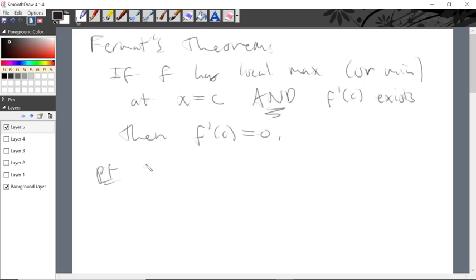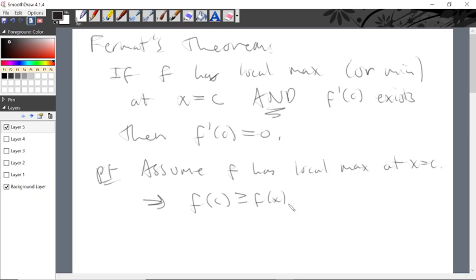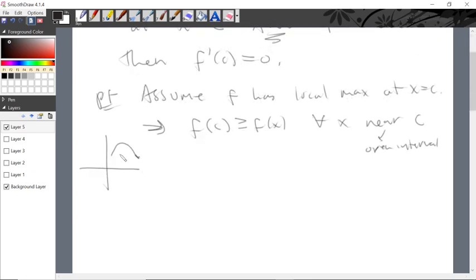Proof. Start by assuming that f has a local max at x equals c. Recall that what that means is that f of c is greater than or equal to f of x for all x that are near c. That is, in an open interval near c. So let's look at this graphically so I can help you to understand what we're doing here. So c, f of c.